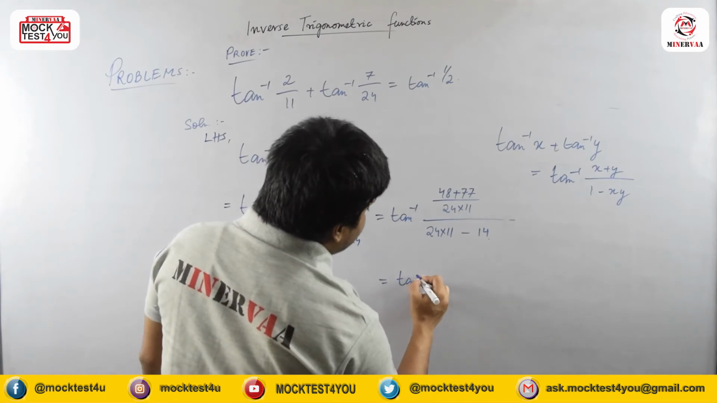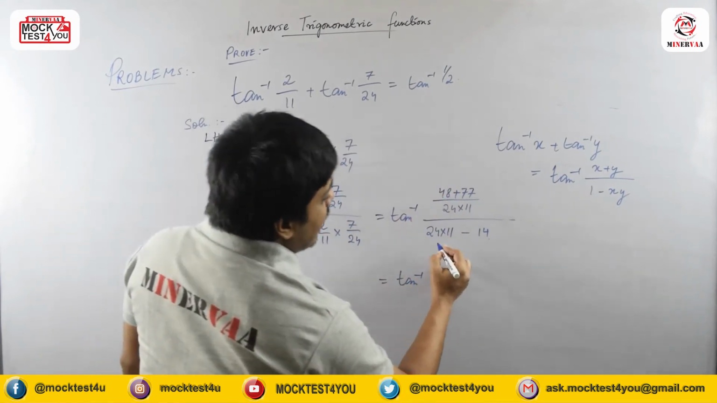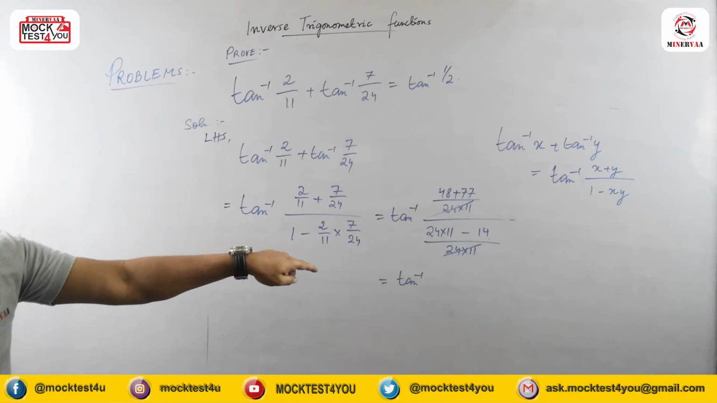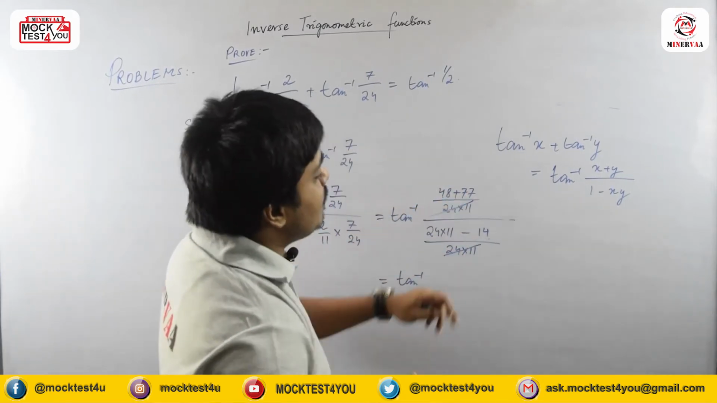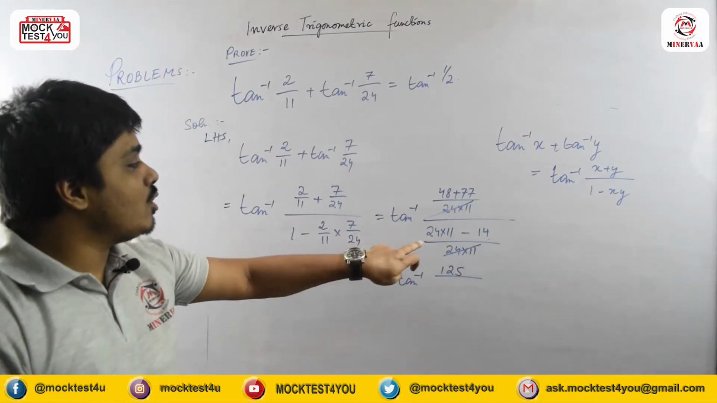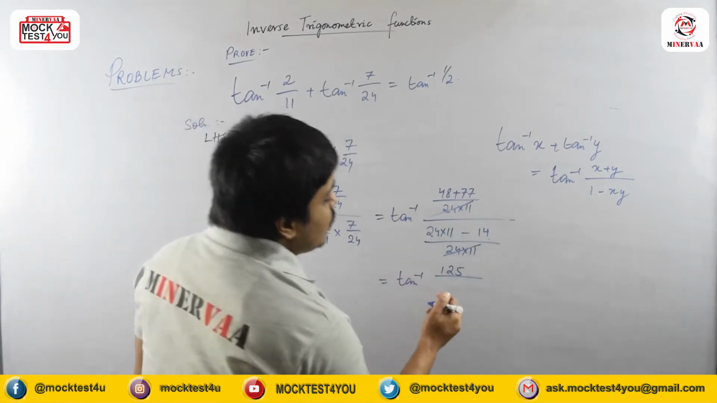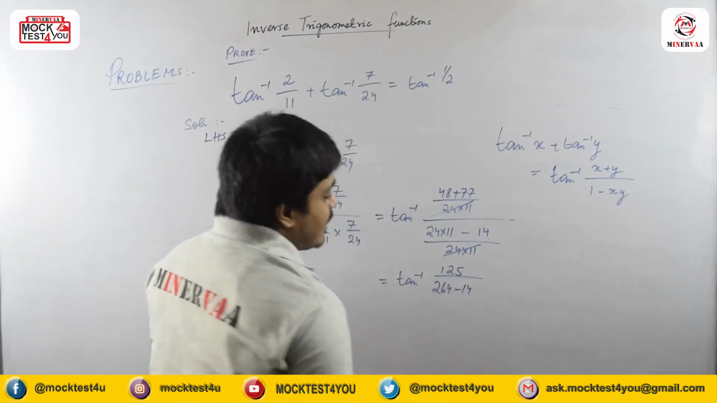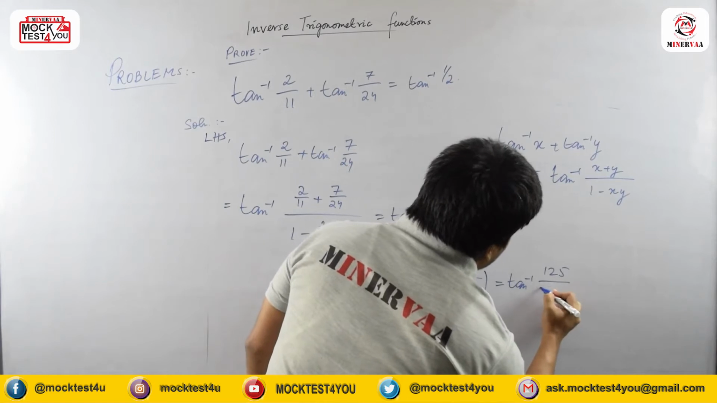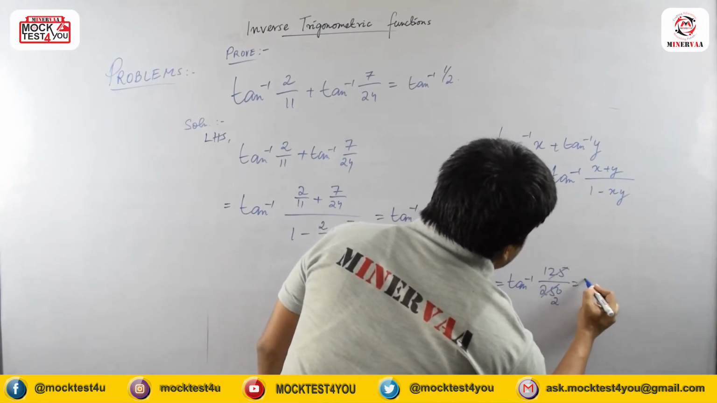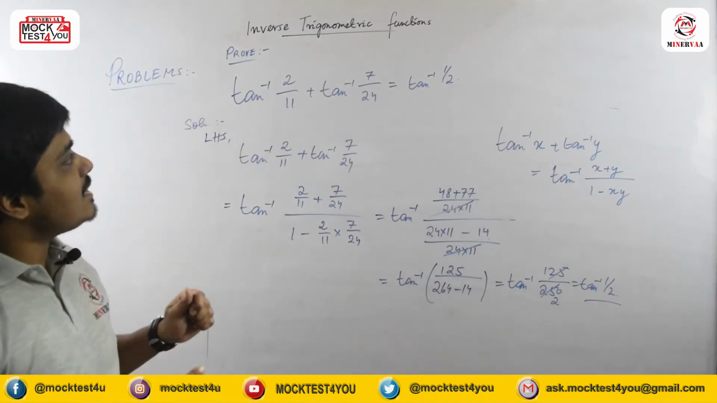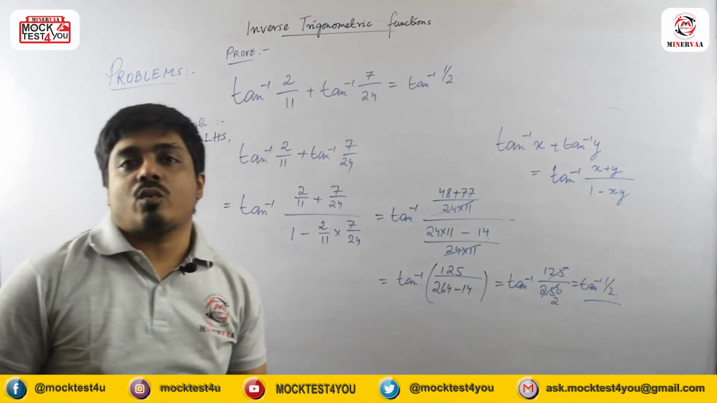In the top you get 48 divided by 24 into 11, so you see this one gets cut. That's the reason I didn't cut the 2 in there. So I cut those two. So 48 plus 77 is 125. And the denominator is 24 into 11, which is 264, minus 14, that gives us 250. So I get tan inverse 125 divided by 250. So here we get tan inverse half. So that's my proof. That's how we solve this type of question.